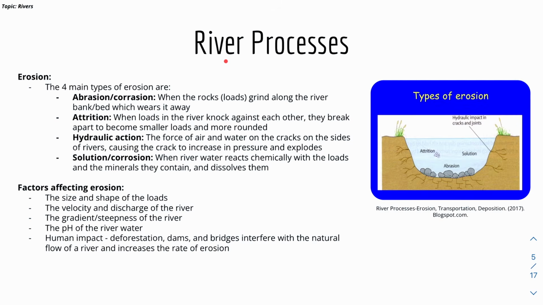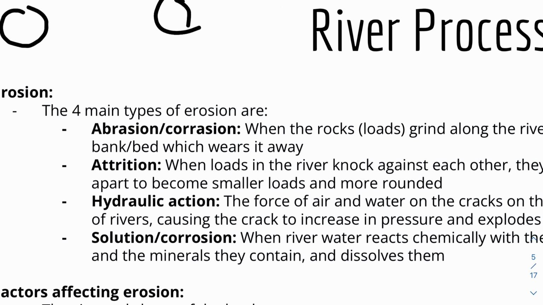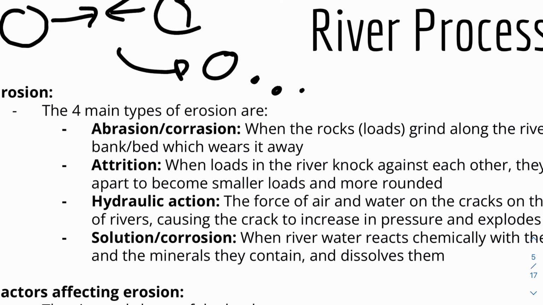Then we have river processes, as I mentioned. There are 4 main types of erosion, and they are abrasion or corrasion, when the rocks or the loads grind along the riverbank or bed, which wears it away. We have attrition, which is when 2 loads in the river knock against each other. So let's say we have 1 rock here and 1 rock here. They basically collide against each other, which forms smaller pieces as things break off, and this is attrition.